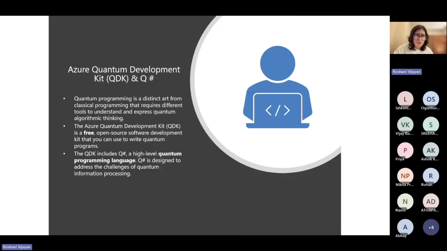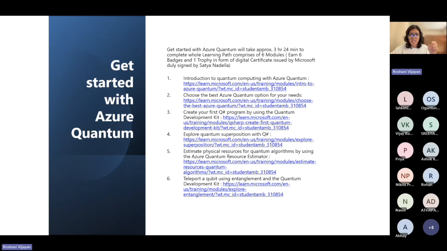And then again, I've mentioned once again, just in case you come back to this later and you forget, it is free of cost. It's an open source software development kit, which can allow you to write quantum programs. And you're going to be using Q Sharp, which is a high level quantum programming language, which was developed by Microsoft.